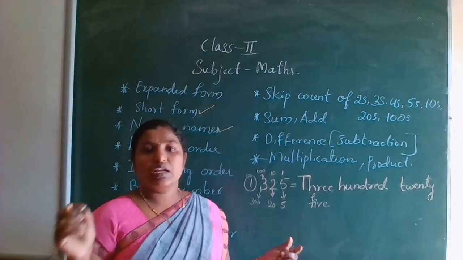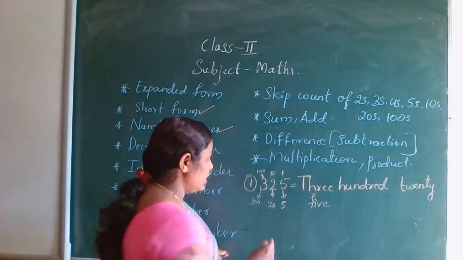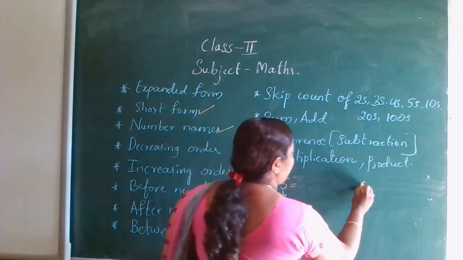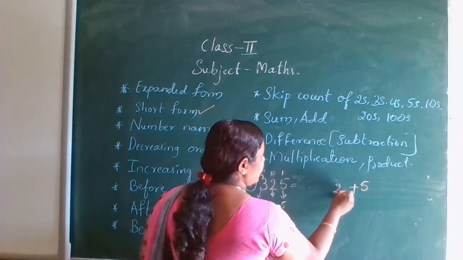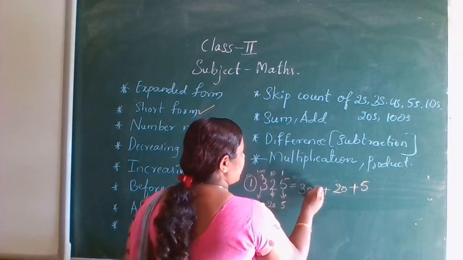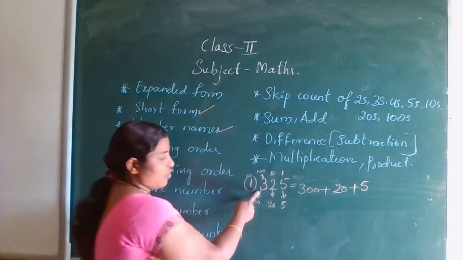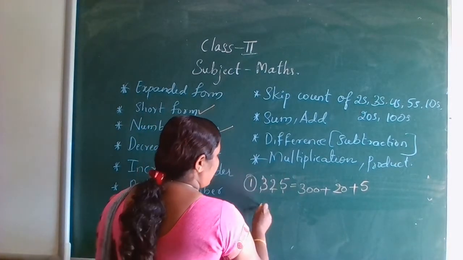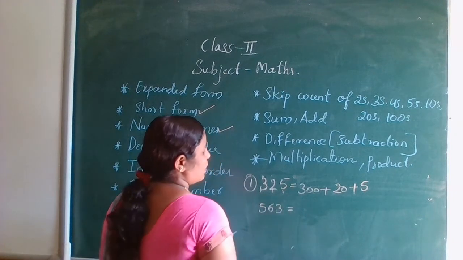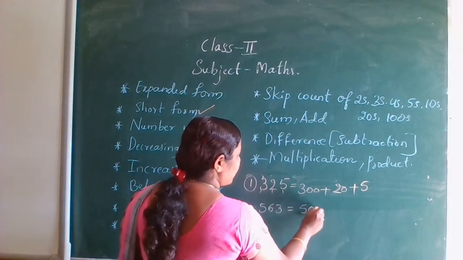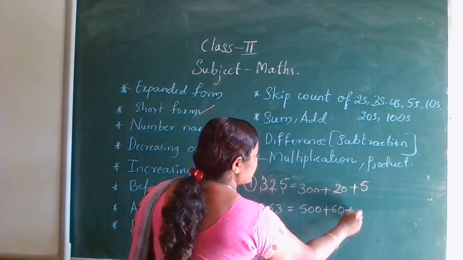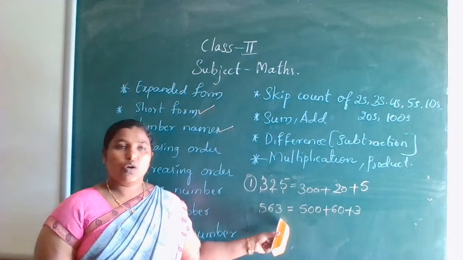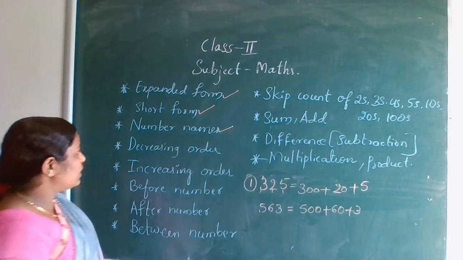How? By connecting with the plus symbol. See, the expanded form: 5 plus 20 plus 300. This is the expanded form of this short form. I'll take another example. 563. How should we expand this? 500 plus 60 plus 3. So this is the expanded form of 563. Okay, we understood about expanded form.